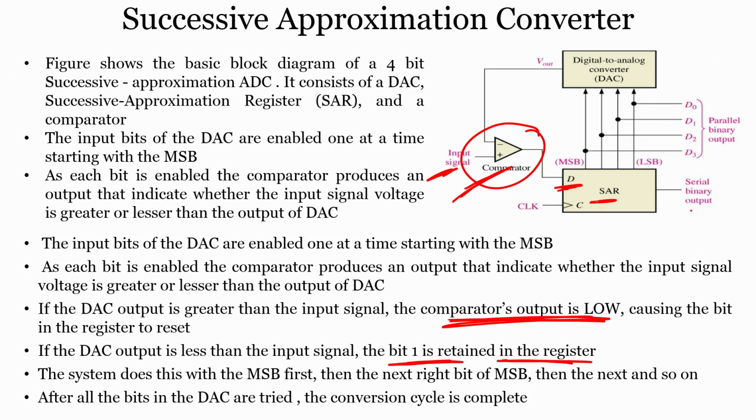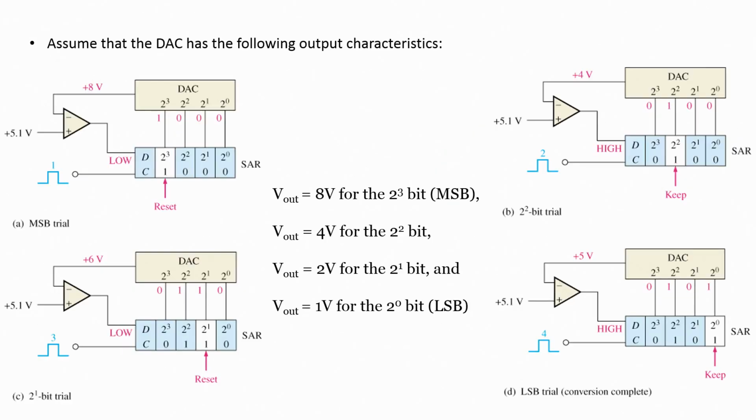Now, this is of course a register which is shown here, and the system does this with the first MSB first, and then the next, and then the next, and finally it comes to the LSB. After all the bits in the DAC are tried, the conversion cycle is completed. So, this is V out, 8 volts for 2 raised to 3.